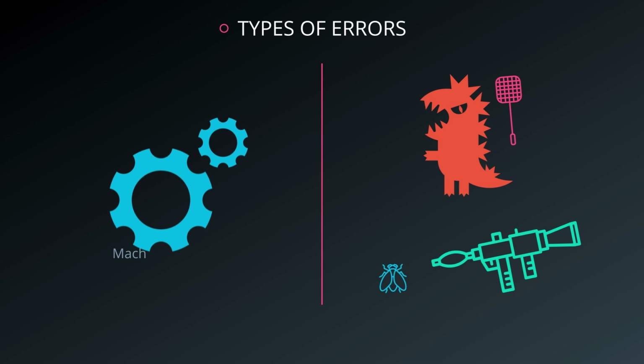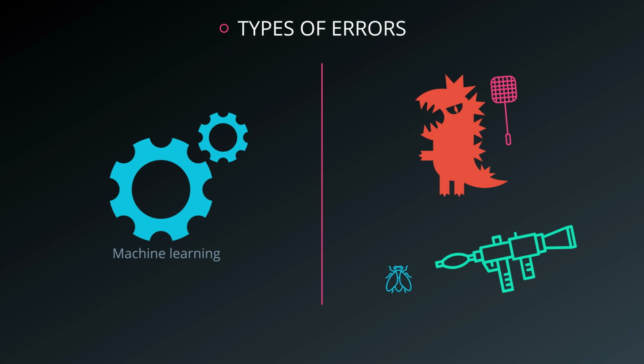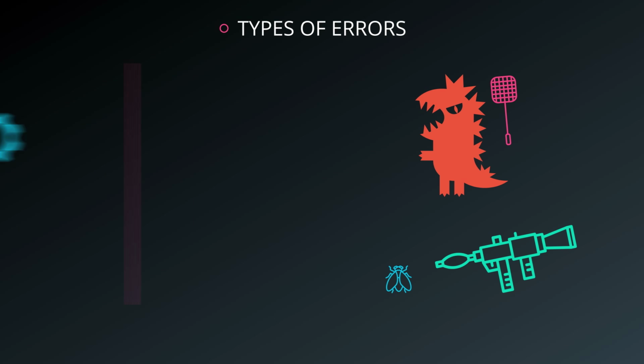In machine learning, these two types of errors are very easy to make. When we oversimplify the problem, we call this underfitting. And when we overcomplicate the problem, we call it overfitting. So let's look at underfitting and overfitting in a bit more detail.